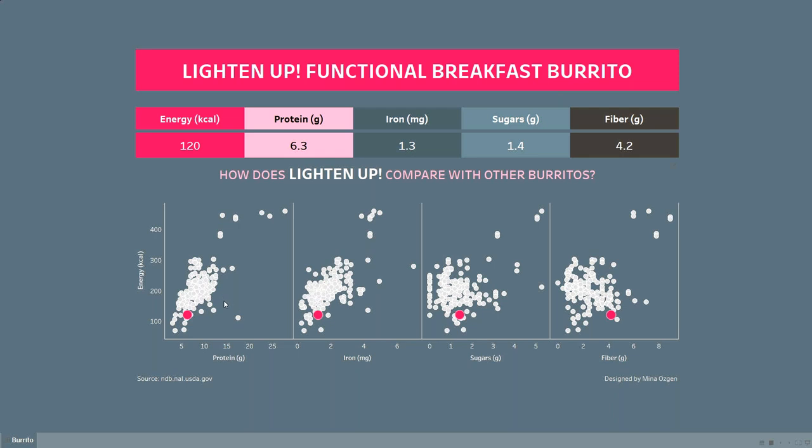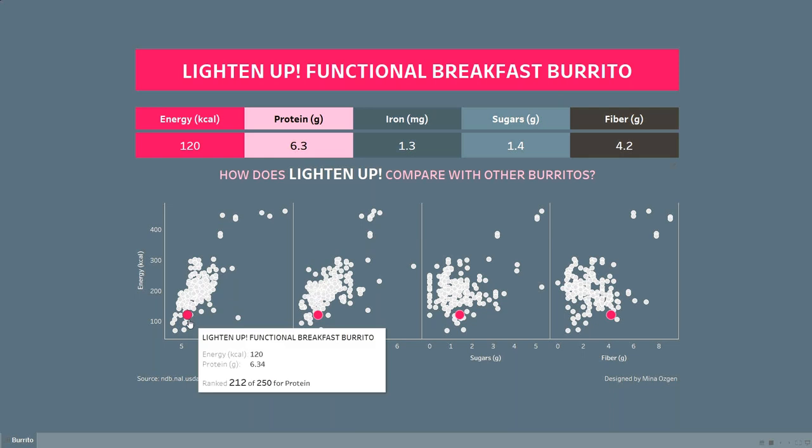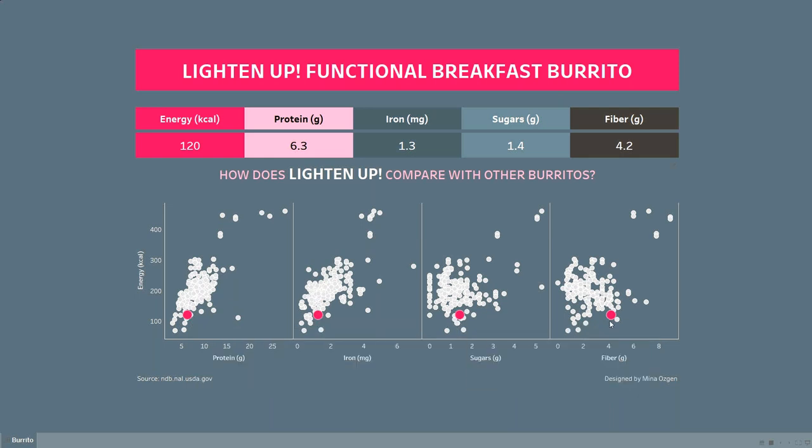So Lighten Up is the name of the burrito? Yep, Lighten Up. And it is quite light. It's low on the scale, so that's good, right? Yeah, it's got high fiber, which is, I guess, good for a breakfast burrito. But, you know, it serves its purpose. So when I published it, I called it the very functional burrito. And that pretty much sums up the story of this.